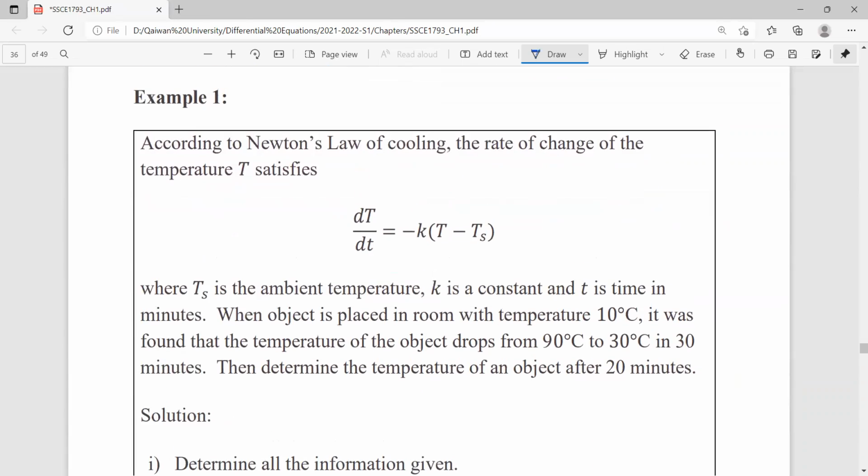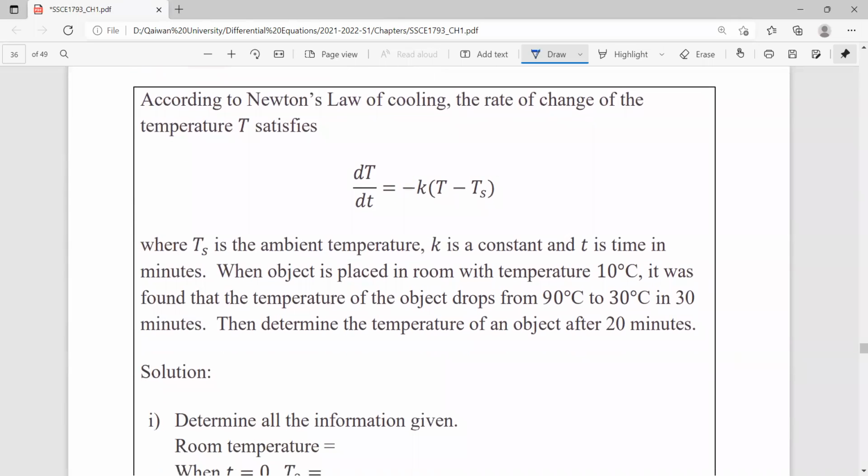Here we have an example, and we will solve it after taking a break. Let's take a break first for 10 minutes.